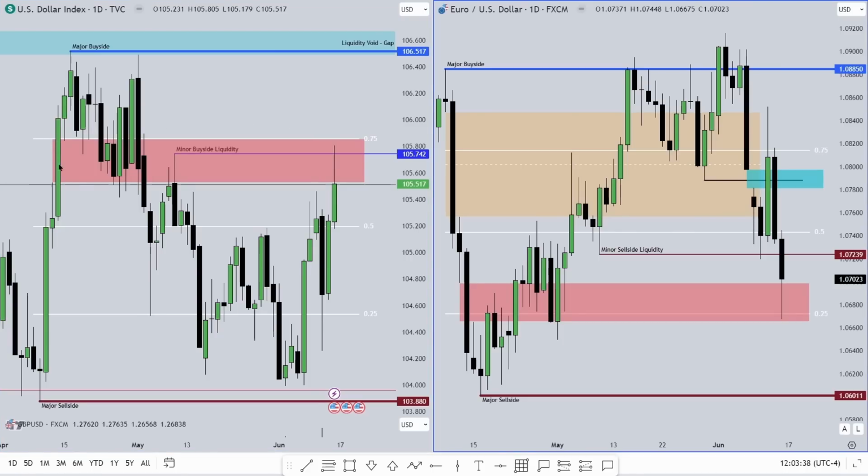We have this inverse fair value gap, again, that sits at that 75 DRT level, and the equivalent inverse fair value gap at the 25 DRT level on euro. Now, again, price hasn't closed back below this level, and we've repelled this, closing back above this inverse fair value gap on the euro, and obviously closing below this inverse fair value gap on the dollar.